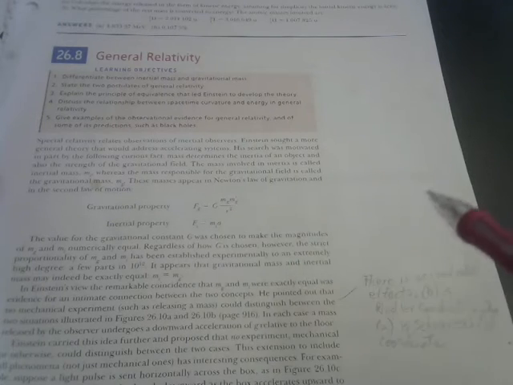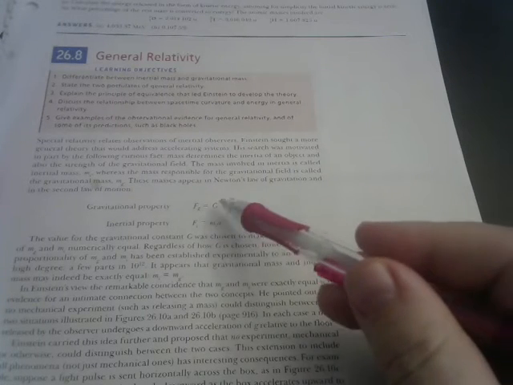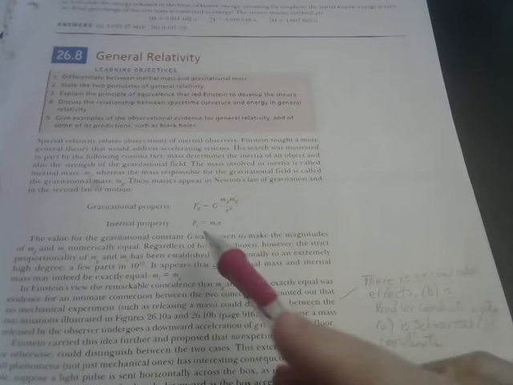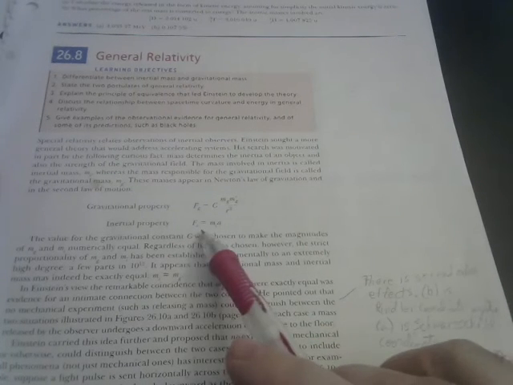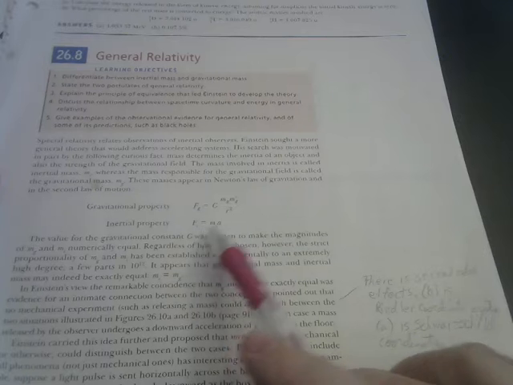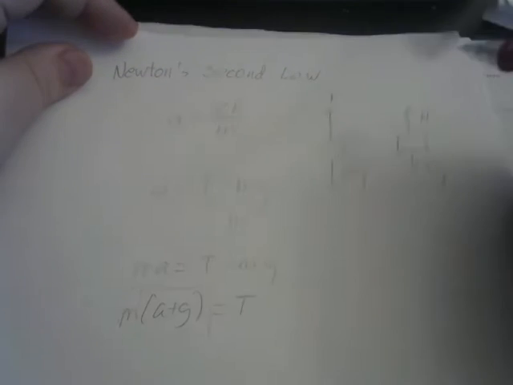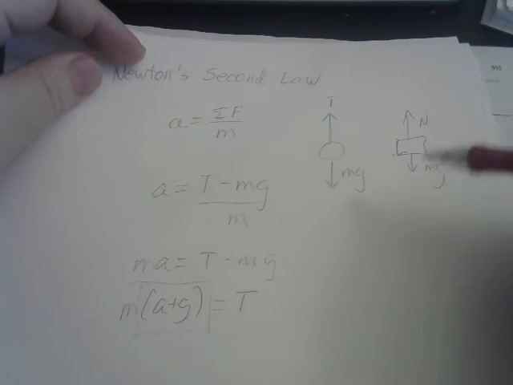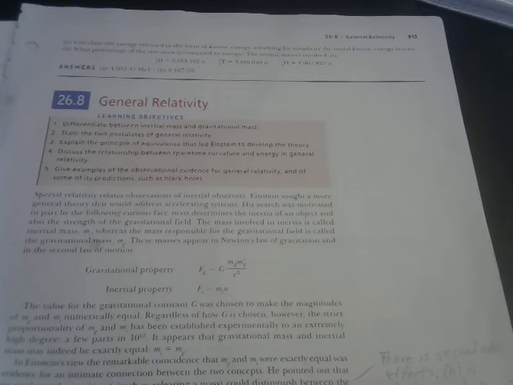The force of gravity, the universal law of gravity, is G m1 m2 over r squared, and that inertial property, this is not Newton's law. Let me read this part. It says, in Einstein's view, the remarkable coincidence that m sub g and m sub I were exactly equal was evidence for an intimate connection between the two concepts.